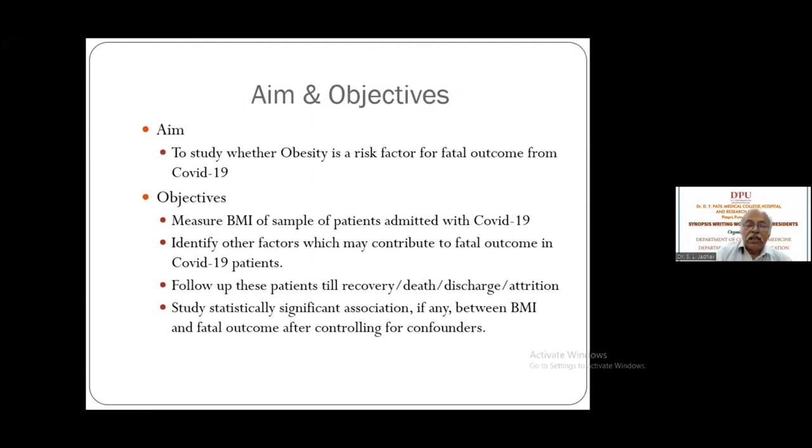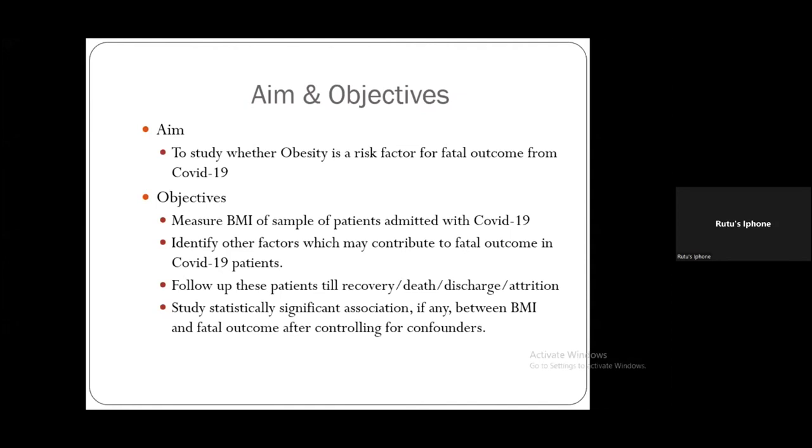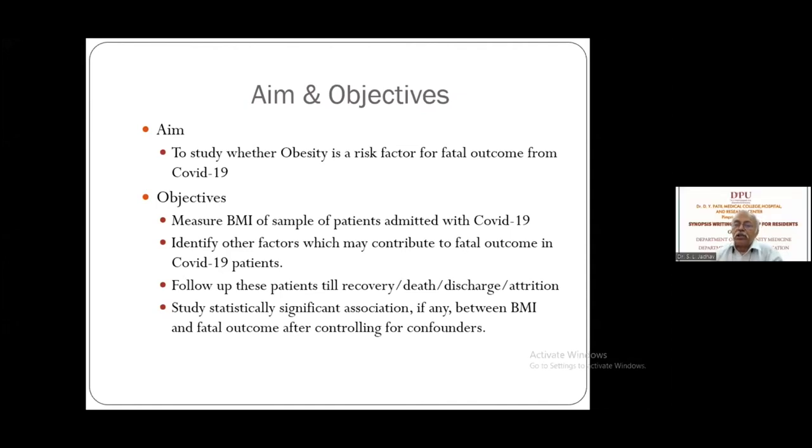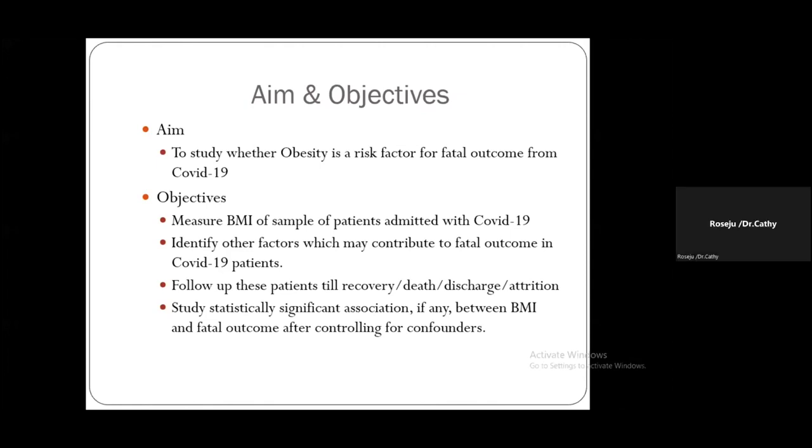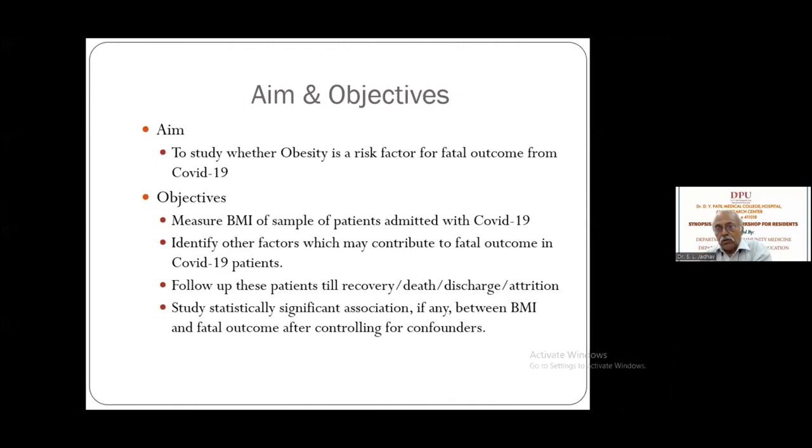Then identify other factors which may contribute to fatal outcome from COVID-19. We know now that diabetes, socioeconomic status, hypertension, comorbidities, the diet, nutrition, other things can be the other factors. Because this will help later in controlling for these confounding factors. If you do not measure in advance in your objectives, you cannot salvage, and you may not know whether the association is due to obesity and COVID-19 outcome.